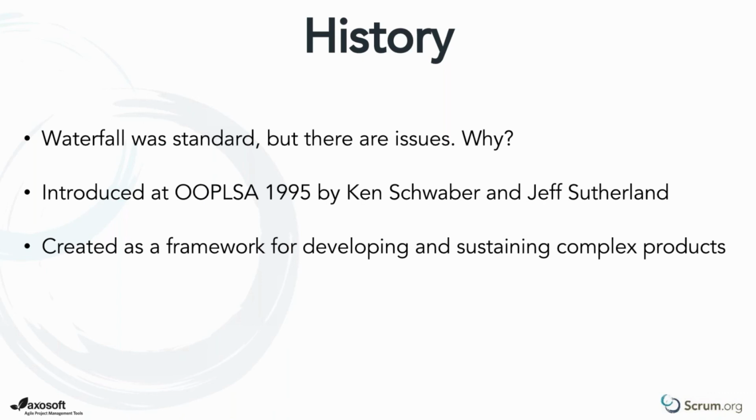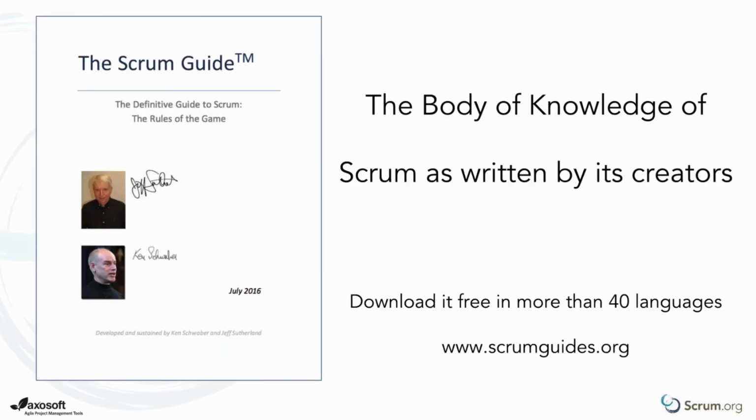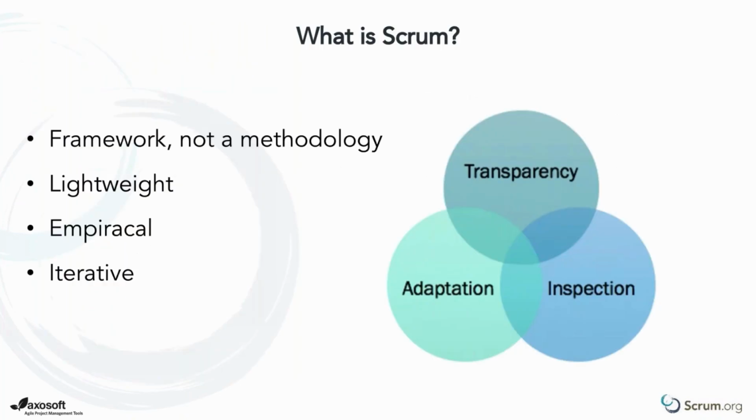So they created this framework. It's not prescriptive, and that's part of the goal. The idea is it's a framework to help me deliver more efficiently. It's all built here in the Scrum Guide, which is the body of knowledge of Scrum, written again by Ken and Jeff. And that Scrum Guide is short. It's only 14 pages because it's not meant to be prescriptive. What it's meant to do is help you deliver more value more quickly.